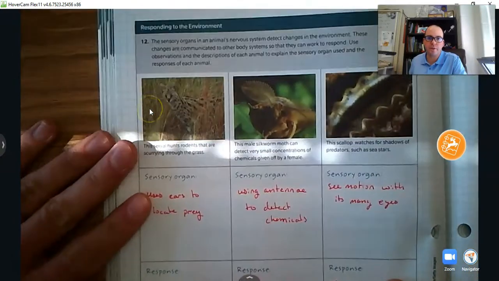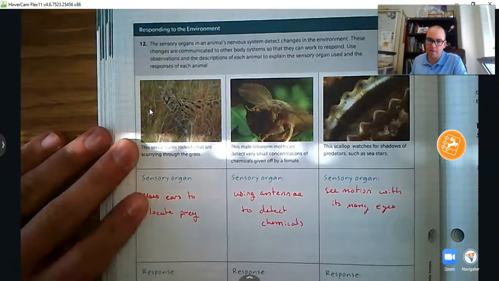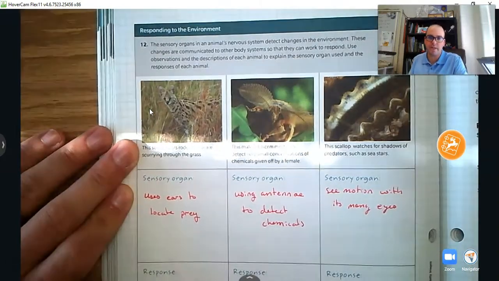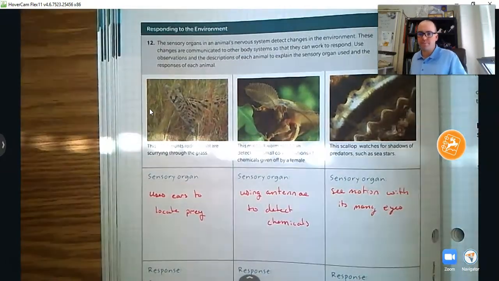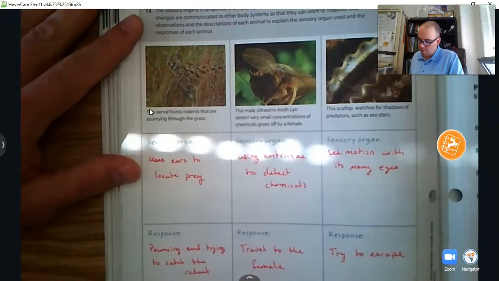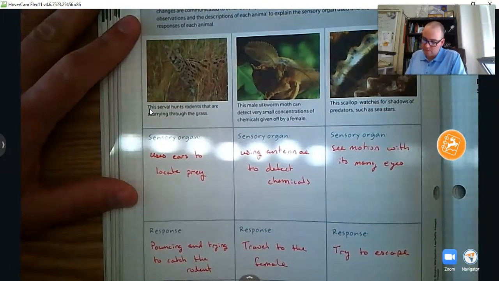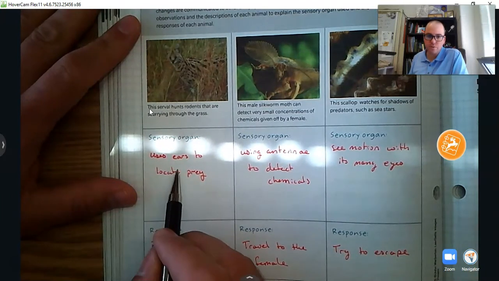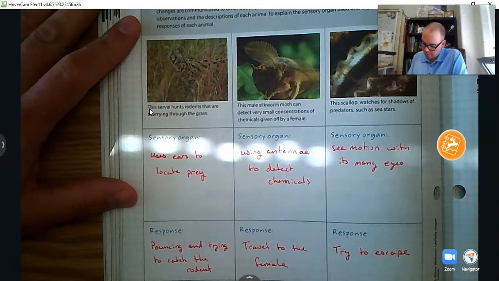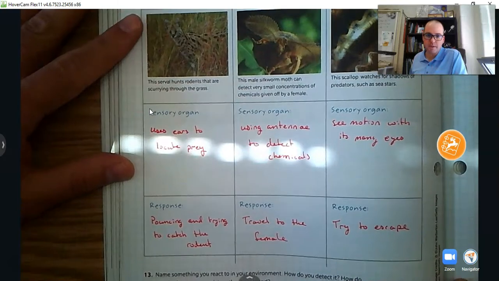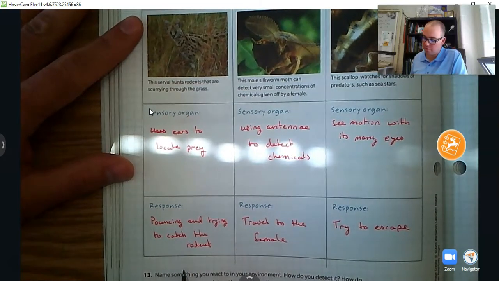Animals respond to their environment. Just like plants respond to their environment, all living things respond to their environment. Animals also respond to their environment. So if we look here, this cat hunts rodents that are scurrying through the grass. Well, the sensory organ, it can use its ears to hear and locate prey. And then the response would be to pounce and try to catch the rodent.